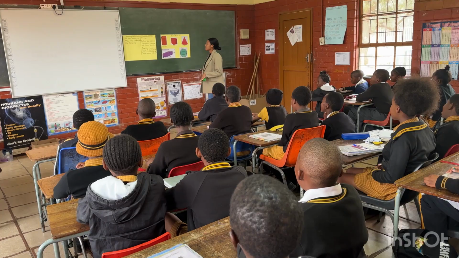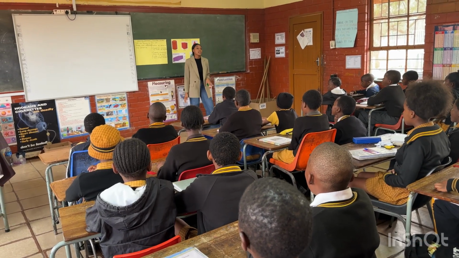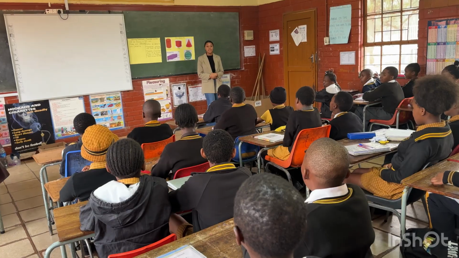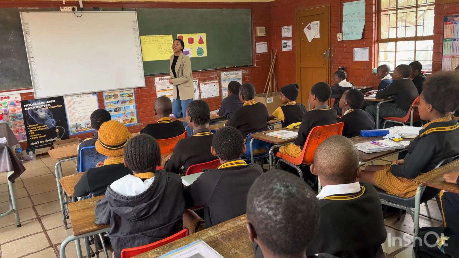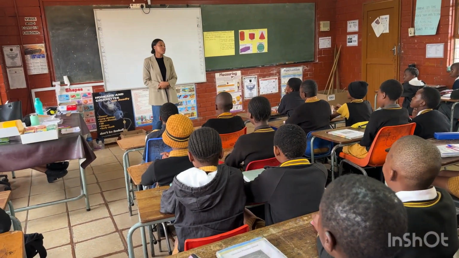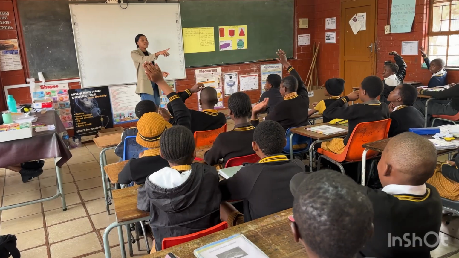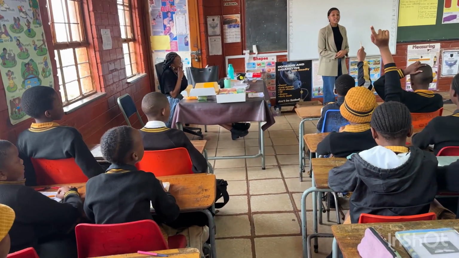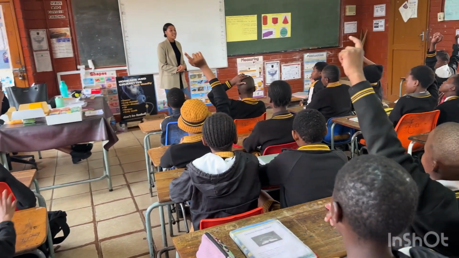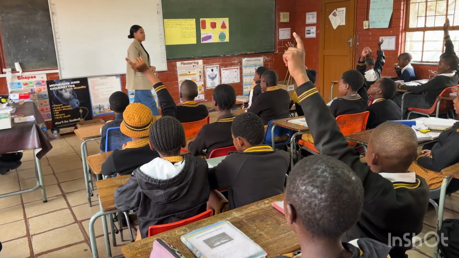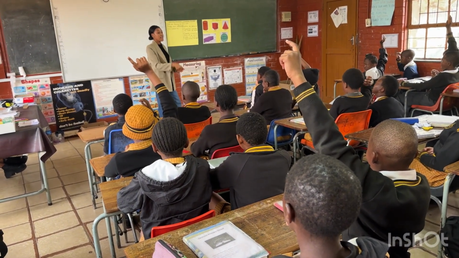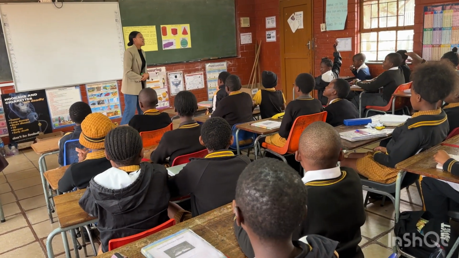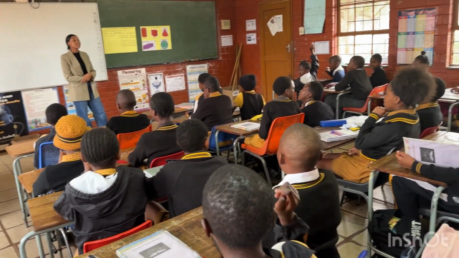Lesson, who can still remember what we were doing yesterday? 2D shapes, right. So, anyone who can name a 2D shape that you know? Square. Square, yes. Rectangle. Rectangle, correct. Trapezium. Trapezium, correct. Triangle, yes. Hexagon. Hexagon. Quadrilateral.